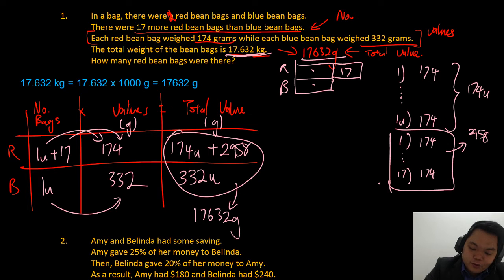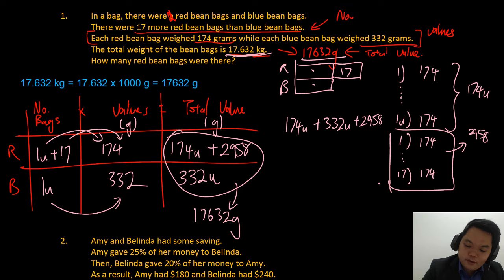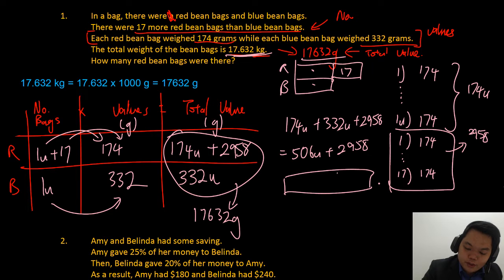17632 grams. So what we can say over here is that 174 units plus 332 units plus 2958 is going to give us 506 units and 2958 grams. So imagine it this way.